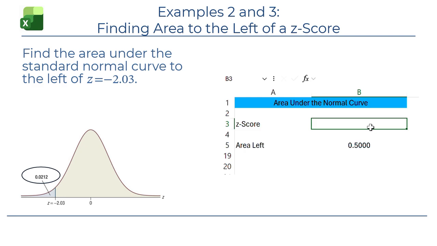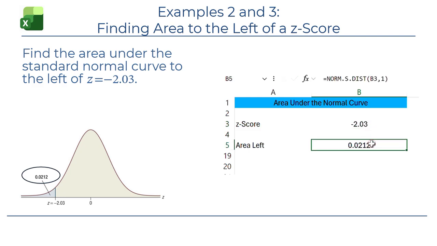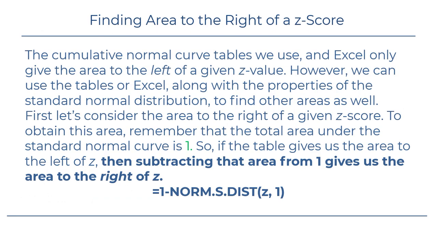Example 3, find the area under the standard normal curve to the left of z equals negative 2.03. Again, we can see based on the picture that this is a very small area. All we have to do is enter negative 2.03 for the z-score, and we find the area is 0.212. Whether we use the cumulative normal table or Excel, both calculate the area to the left of a given z value. However, we can use the fact that the entire curve is equal to 1 because the sum of all probabilities is equal to 1.